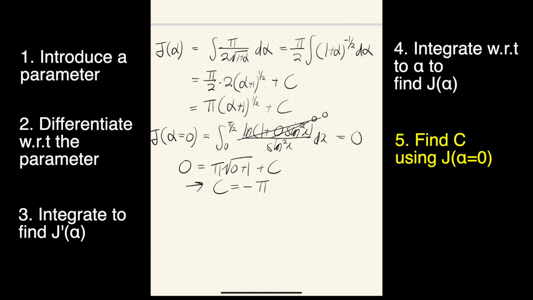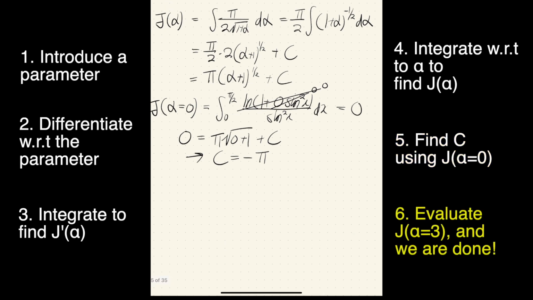Finally, we can evaluate the original integral by finding J of alpha when alpha is equal to 3. And so when we substitute this, we get pi root 3 plus 1. And now we know C to be minus pi, so this is minus pi. And this is 2 pi minus pi, which is equal to pi.